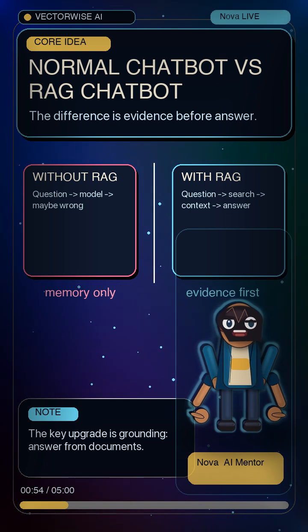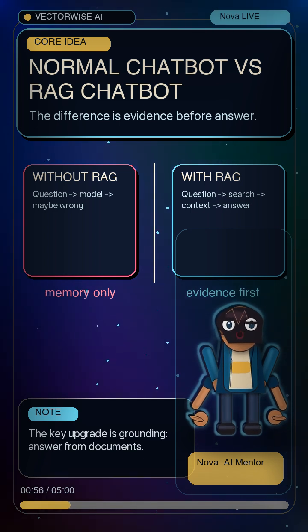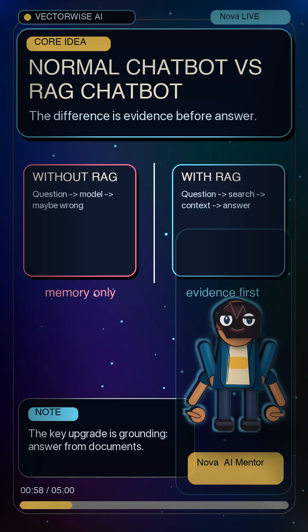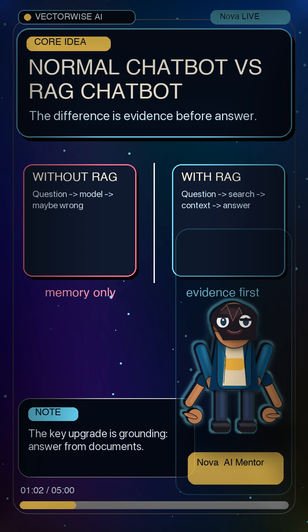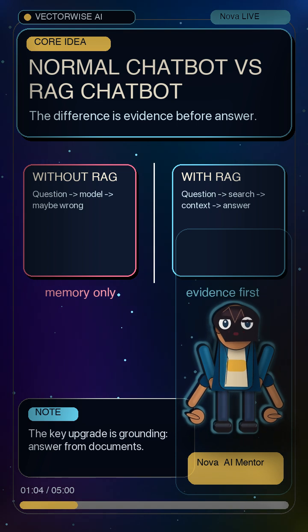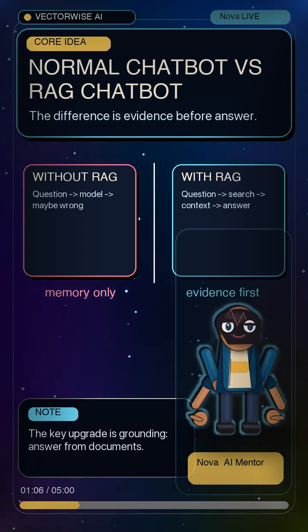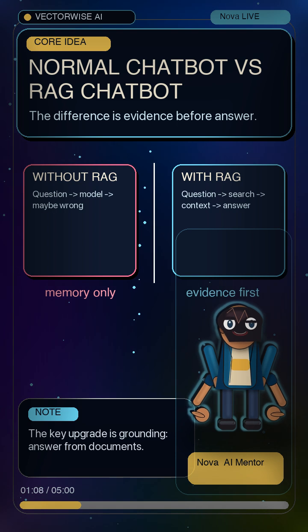With RAG, the question first goes to a search system. The system finds the refund policy, the enterprise contract notes, and maybe a support article. Those documents are inserted into the prompt. Now the model can answer from evidence instead of memory.